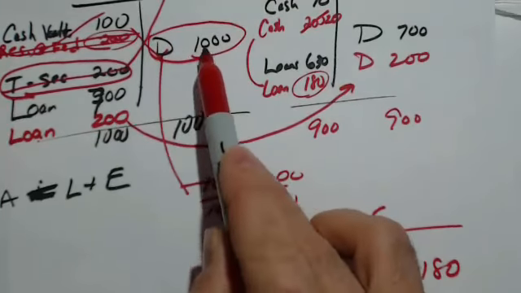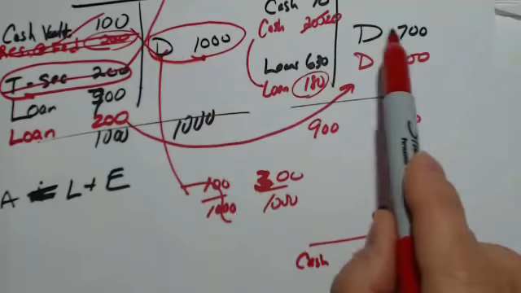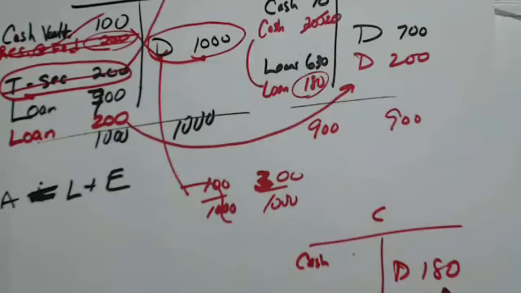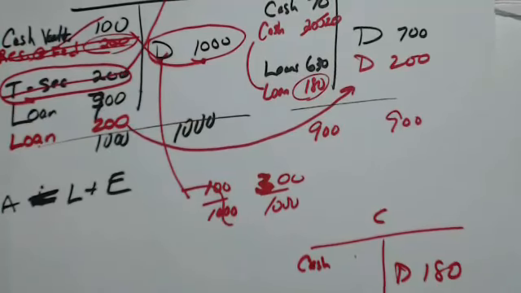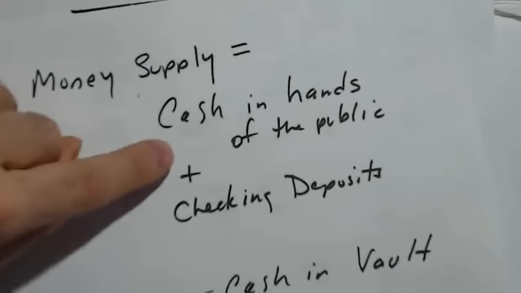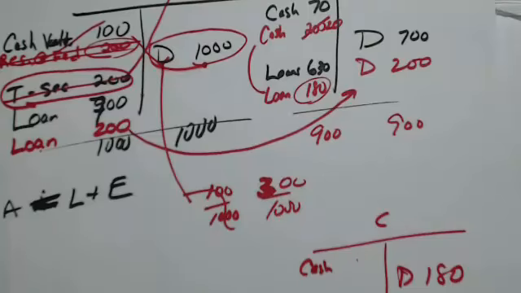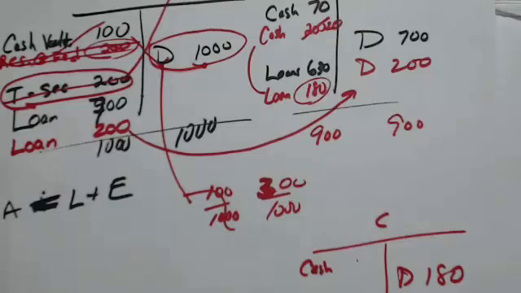And so what happens is, look what's happening. Deposits went from 1,000 initially, to now they increased by 200. They increased by 180, and the deposits keep increasing. Well, deposits are, by definition, a component of the money supply. So when the checking deposits go up, the money supply goes up. The money supply goes up, interest rates come down according to the graph.